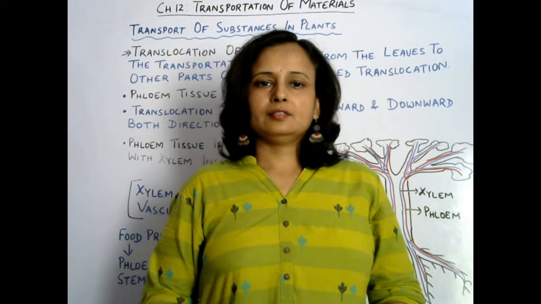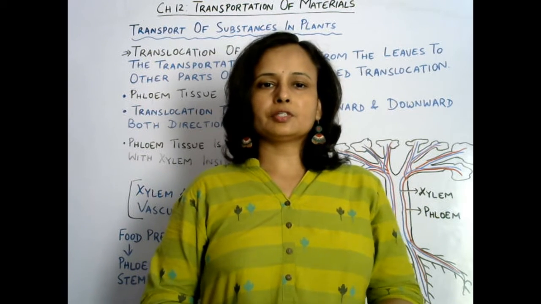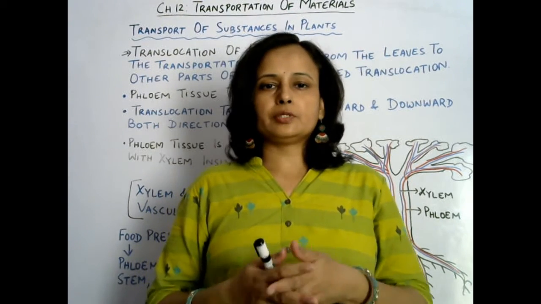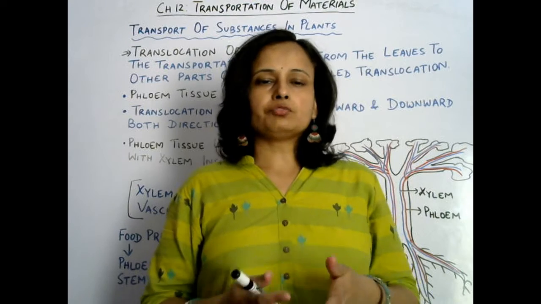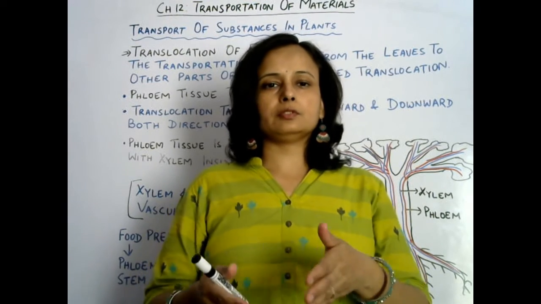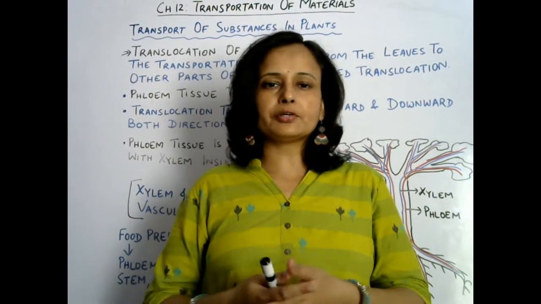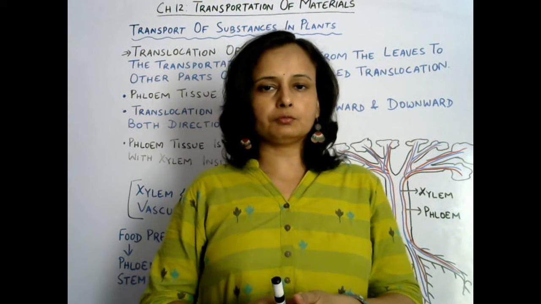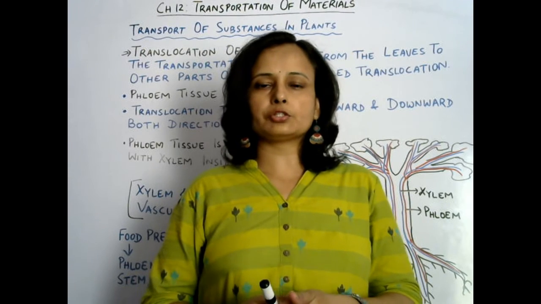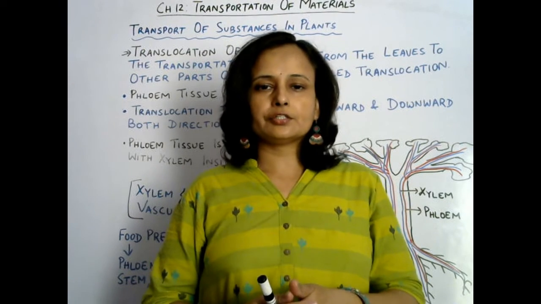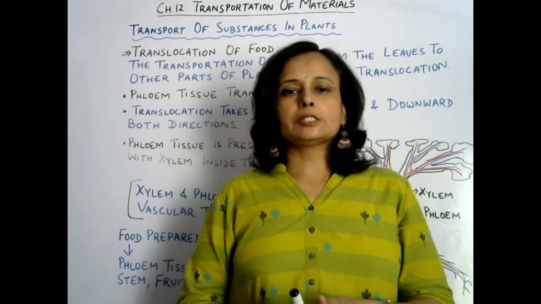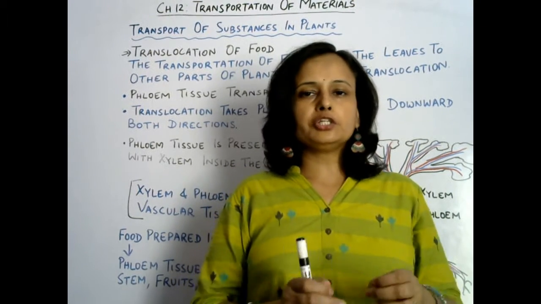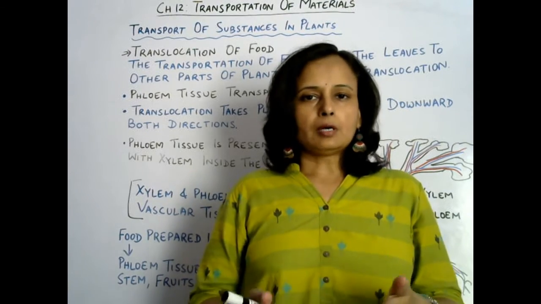Welcome back everyone. Now we are going to learn about transportation of food in plants. How is food transported in plants? Well, there are two vascular tissues that do the process of transportation. Xylem tissue is there for transportation of water and minerals, and phloem tissue is there for transportation of food, which is prepared in leaf, and phloem tissue supplies it to each and every part of a plant.